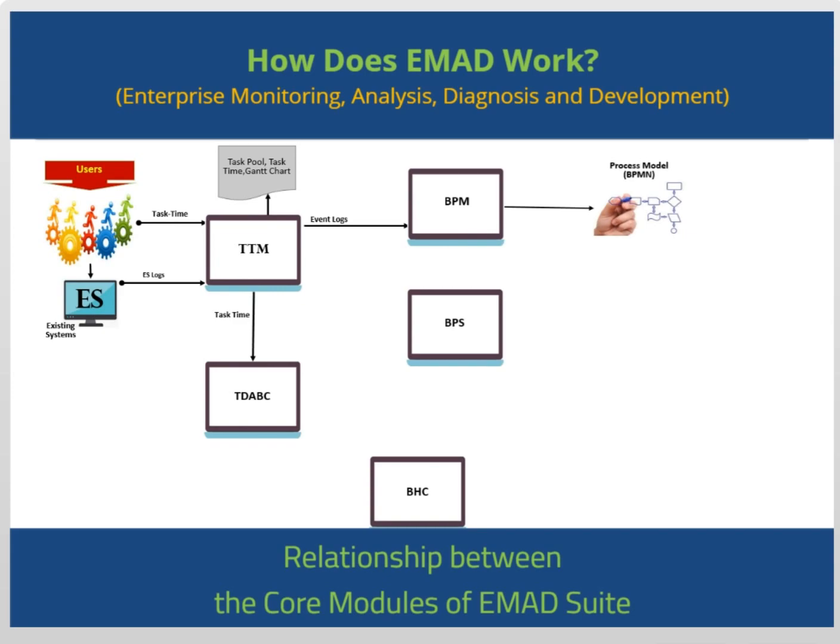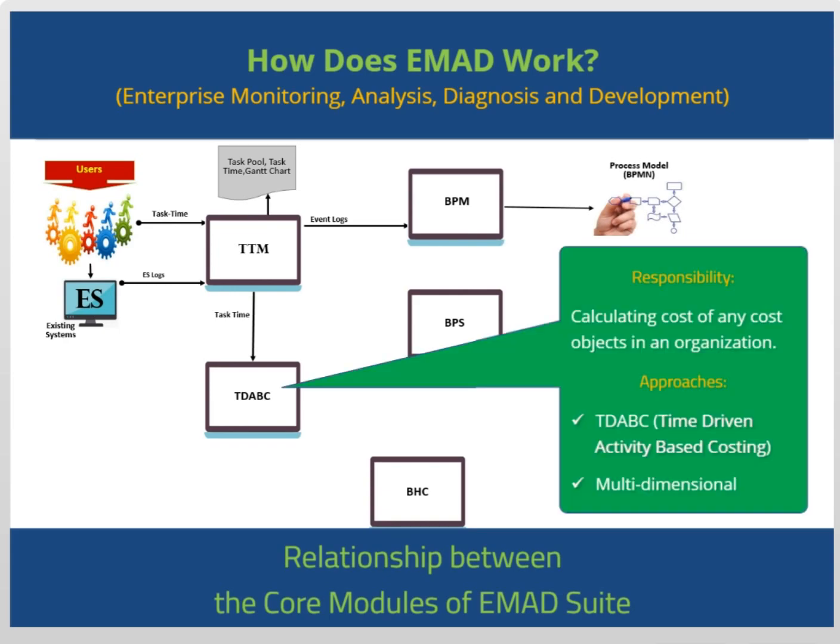And the next module is TDABC, or Time-Driven Activity-Based Costing. This module is responsible for calculating cost of any cost objects in an organization. As you know, costing has long been a major concern for organizations. Cost efficiency has always been one of the competitive advantages that organizations have tried to achieve. Cost efficiency is what allows organizations to reduce the price of their products or services or increase their profit margins, being therefore one of the aspects that brings more advantages to an organization.